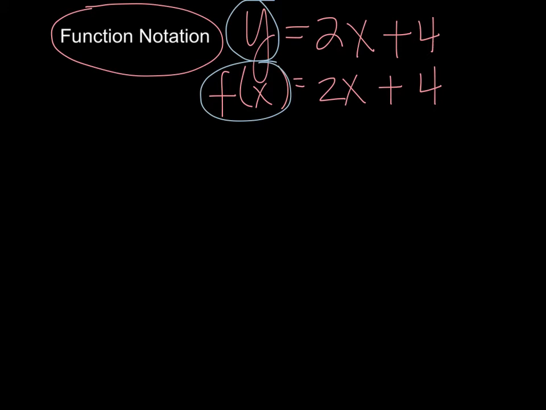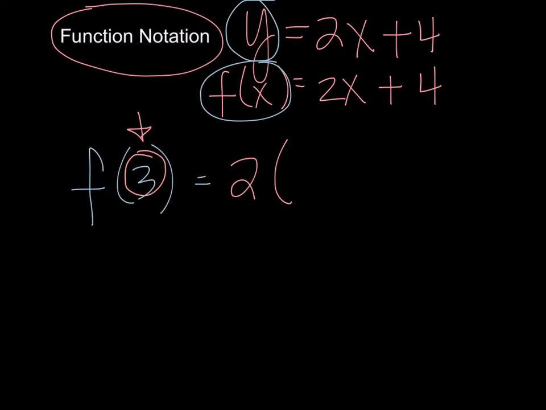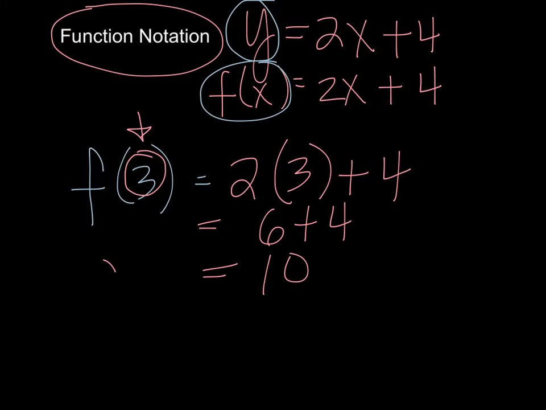So if you're being asked what is the value of f of 3, that would simply mean that your input is a 3. Therefore, you are going to substitute 3 into your x in your given function. So it'll be 2 times, that's the x, so you plug in a 3, plus 4. 2 times 3 is 6 plus 4, which would give you a 10. Therefore, f of 3 is equal to 10.